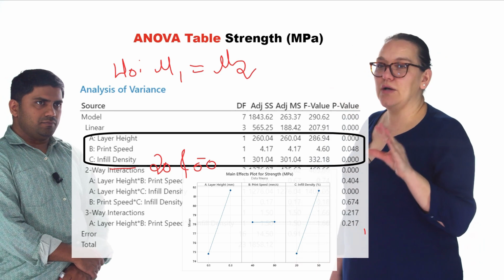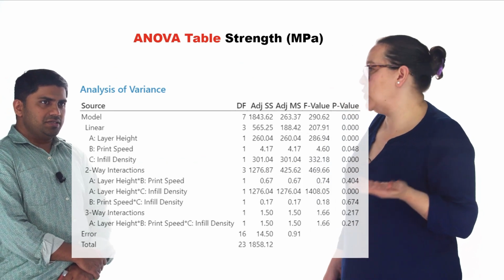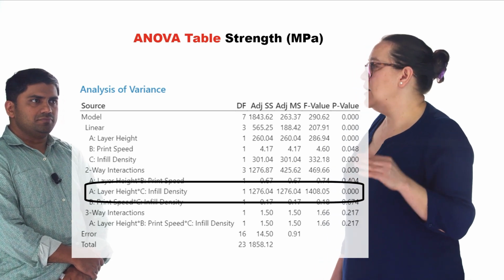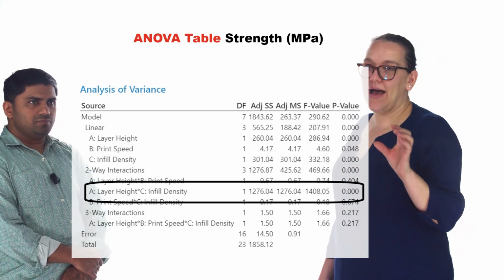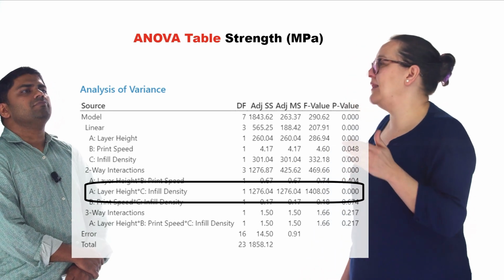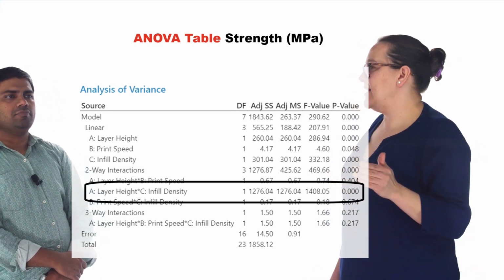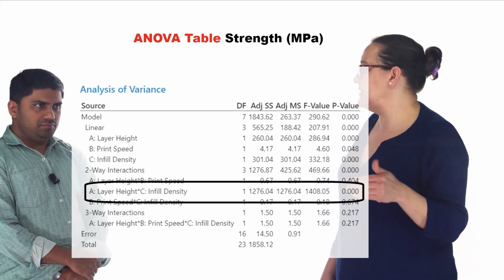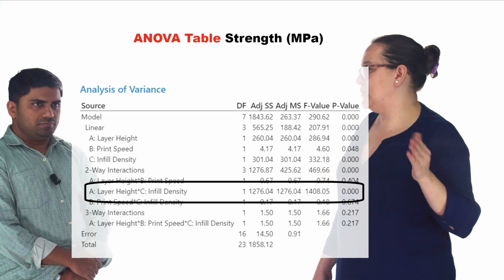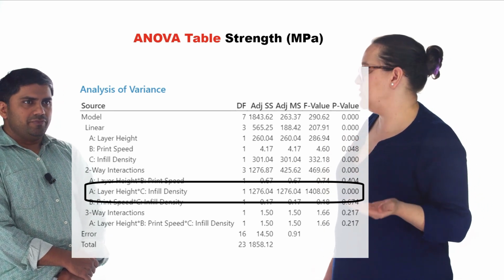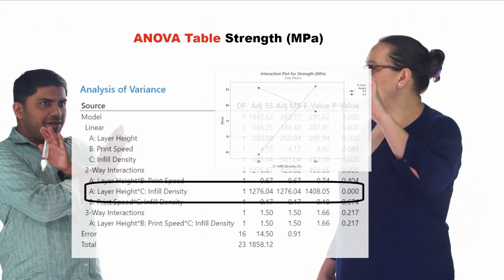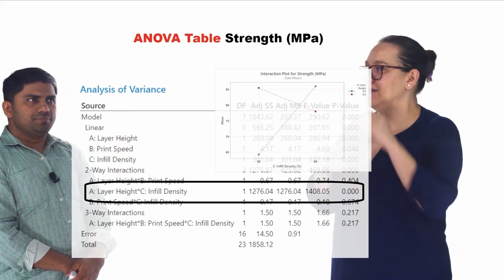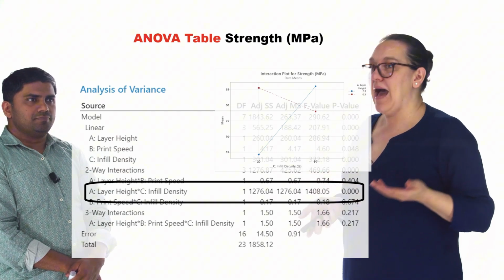Now, let's look at the interactions, the two-way interactions, in this other section here. The only p-value that is smaller than alpha is the layer height and infill density. The other ones are larger. The first one is 0.4 and the other 0.6. So those are larger, meaning that they don't really have an interaction. If you remember the interaction plot, for these two factors it was a crossing, and for the other it was a parallel plot.